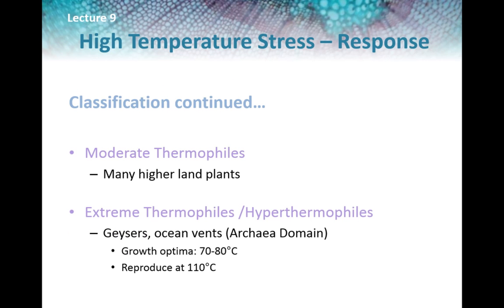The third group are the thermophiles, which comprise a broad group that is subdivided into moderate and extreme. Moderate thermophiles can be damaged at 45 to 65 degrees Celsius. Since this group includes many higher land plants, it is an economically important group. Extreme thermophiles are remarkable organisms. They are primarily in the archaea domain and can be found in extraordinarily hot environments. Those can go up from 70 to 80 degrees Celsius.